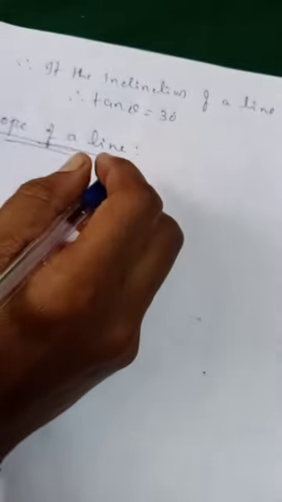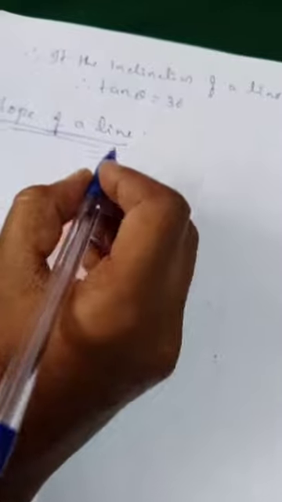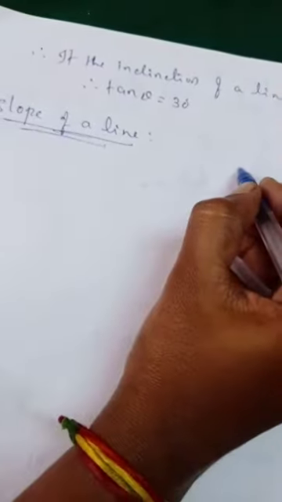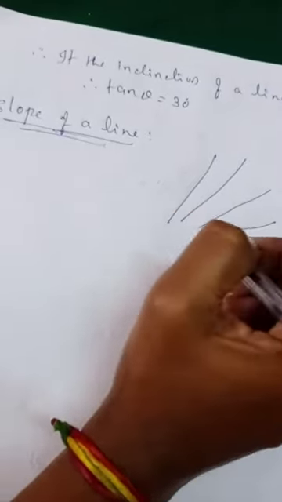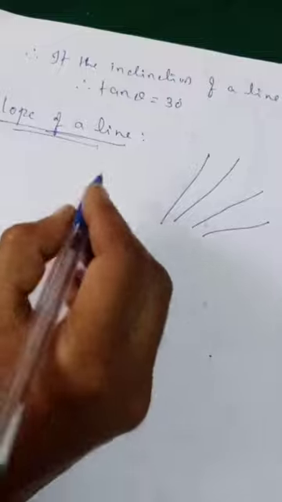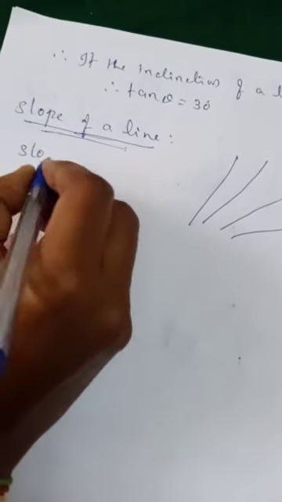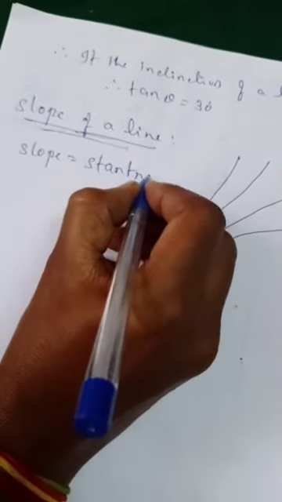Slope of a line. So moving to the topic, that is the slope of a line. What is meant by slope? In general, slope is nothing but a slantness. So this is a slope, slope may be anything. These are the slopes. Slope is nothing but slantness. So these are the slopes.